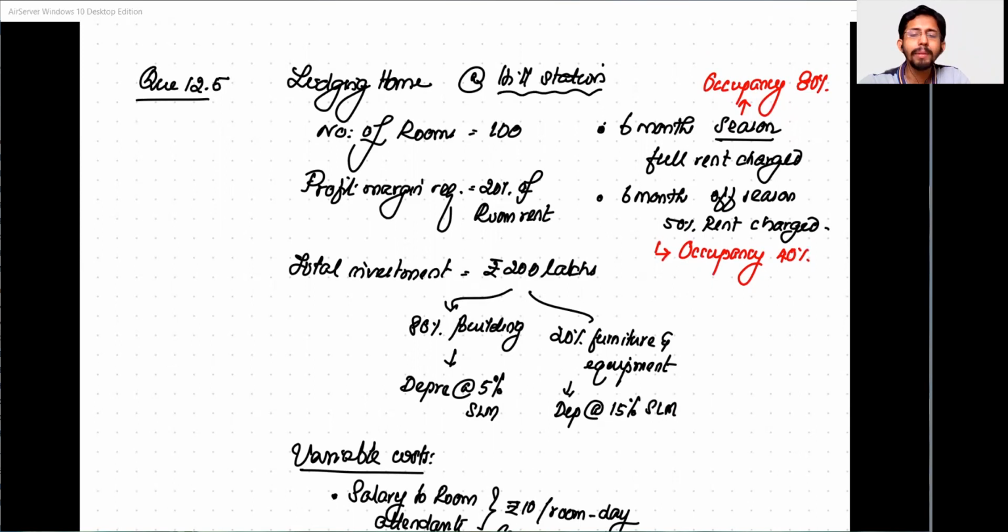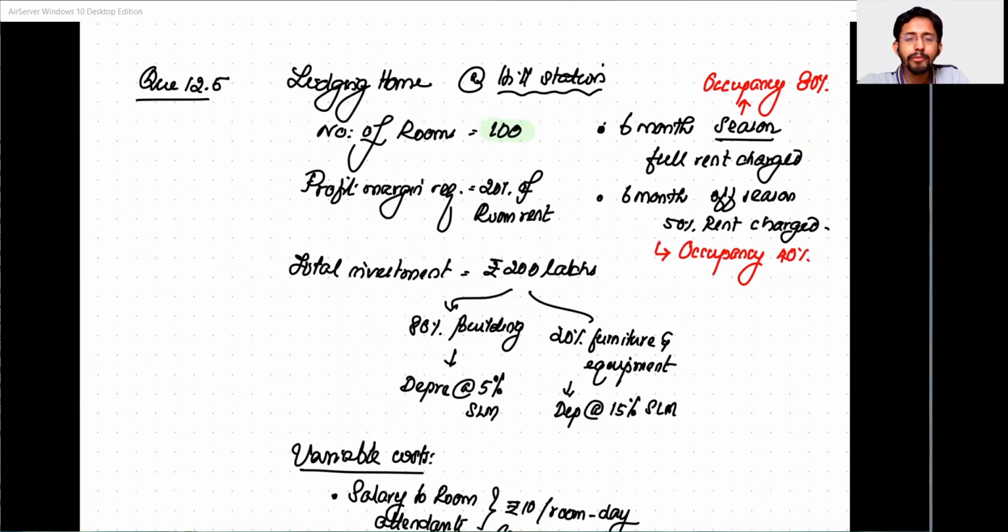Okay, now how many rooms is it having? It is having 100 single rooms. Okay, so 100 single rooms. And the home offers concessional rates during 6 off-season months in a year when the number of visitors is limited. See, as we all may be knowing, when it comes to hill stations or hotels, especially which are located in tourist locations, there will be both off seasons as well as the season periods.